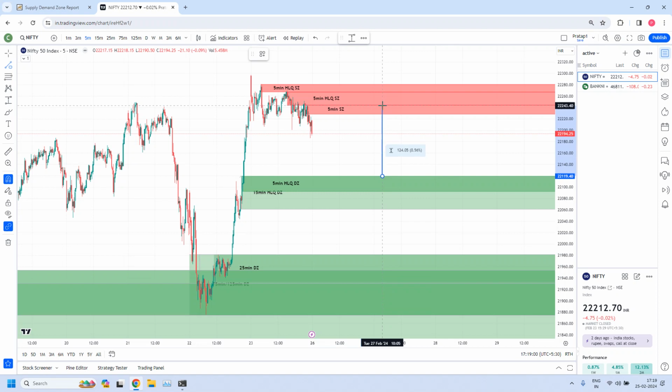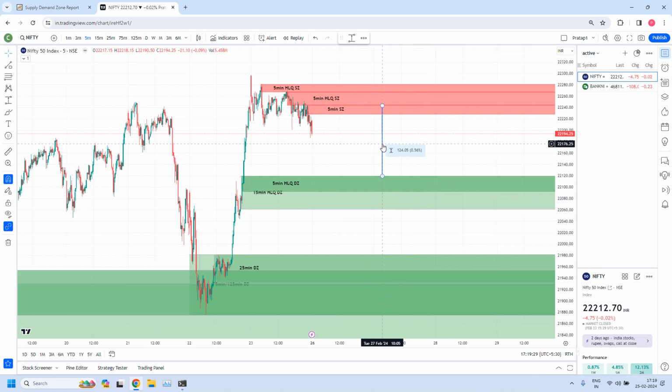This is the starting of high liquidity. High liquidity to high liquidity I am drawing. So probably 124 points movement you can see in the market. This is the minimum. If one of these zones is violated, this range will be increasing. This is immediately available. Probably this could be the price movement of Nifty on Monday.